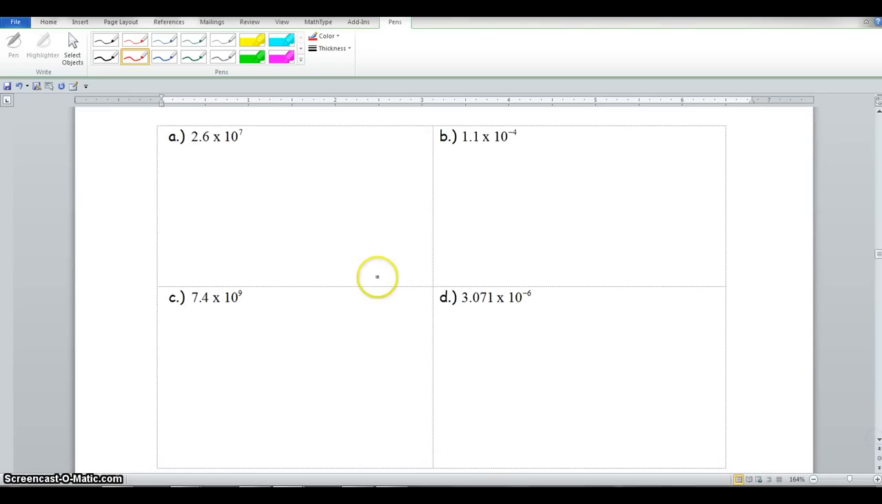So now we have 2.6 times 10 to the 7th power. We know that we will move this decimal 7 places to the right. So it'll be 2, 6, 0, 0, 0, 0, 0. So our final answer here would be 26 million. We have 1.1 times 10 to the negative 4 power. We know we'll move this decimal to the left 4 places. So it'll be 0.0011.